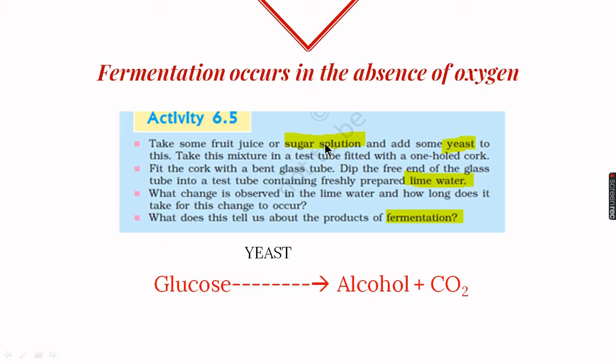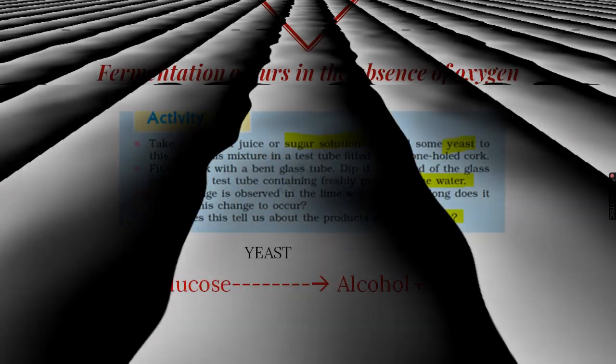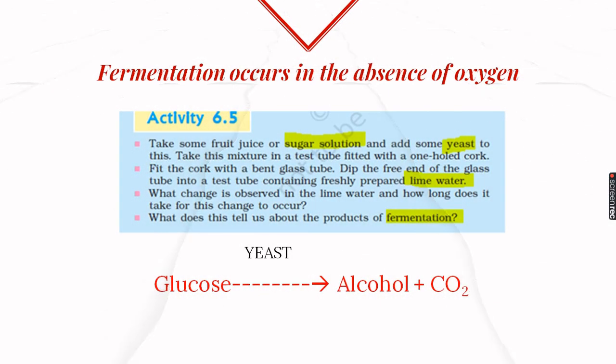So, this suggests that the glucose has broken down to form carbon dioxide with the help of this yeast that we have added. Now, this process in which glucose is broken down in the absence of oxygen is called fermentation. So now the reaction is like this, that glucose in the presence of yeast forms carbon dioxide and another product is alcohol. Now this reaction can be used to make different kinds of wines using different fruit juices.